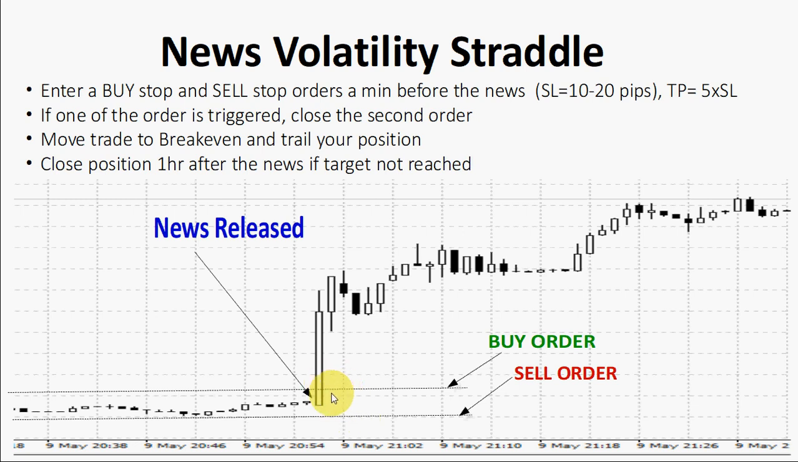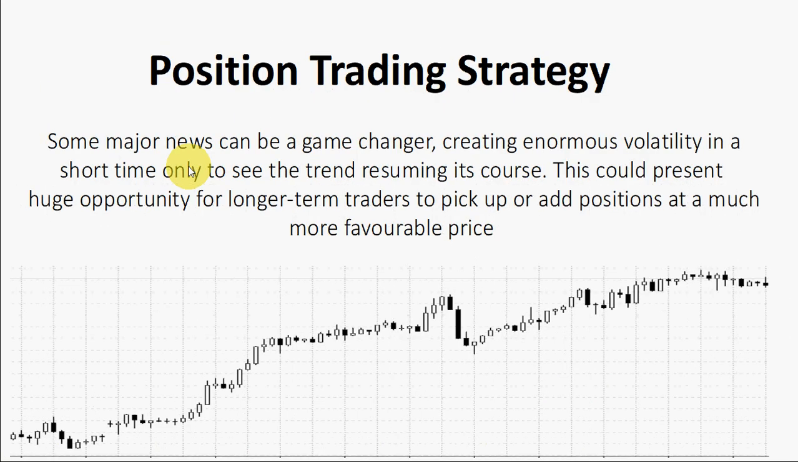Okay, so when the news is released, one of the orders will be taken, and then you set your profit target as 5 multiplied by your initial stop loss. So if your initial stop loss was 20, your take profit is 100 pips. So if you hit your 100 pips immediately here or over there, fantastic. If you have not hit your 100 pips, you can trail your position, or better still, close your position after 1 hour of trading. Okay, now let's go to the last strategy.